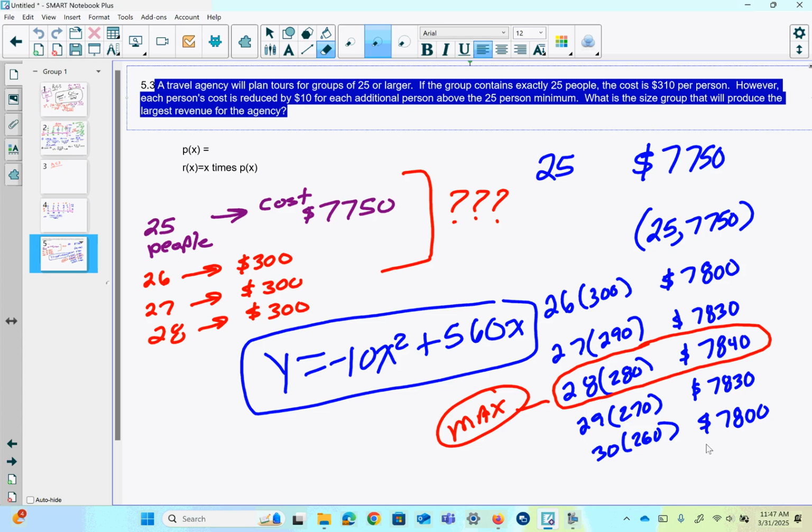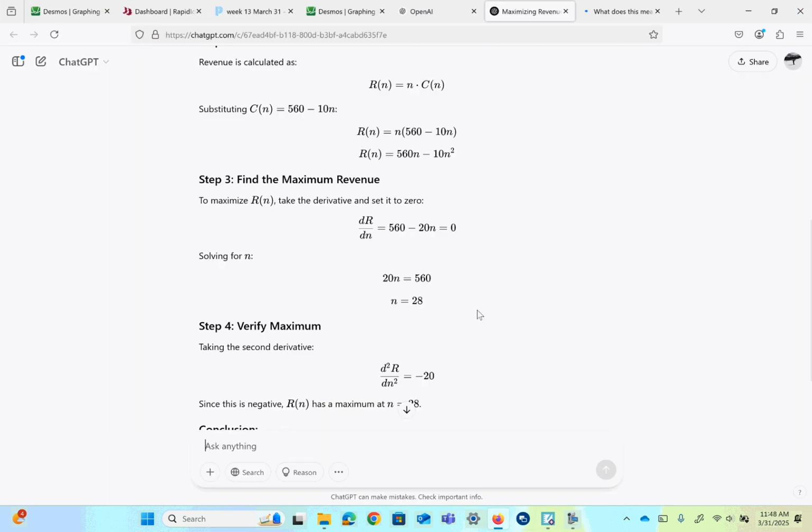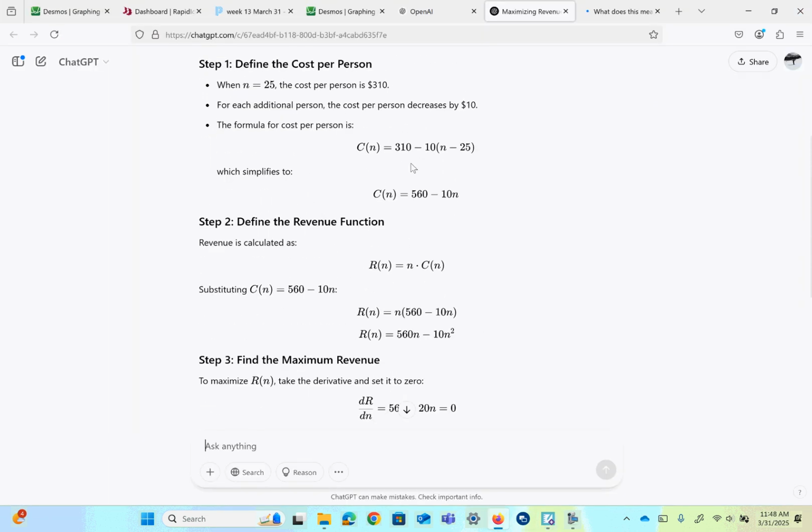Now I have to go back through and reread this to make sure I did this right. So they're going 310, and then they're going to subtract 10 for every person over 25. That's why I have the minus 25 there. So that's what's taking place on this top part here, which gives us this, and then we multiply these equations together, which is 560n minus 10n squared. And I got to go back. So hang on, let me write that down.